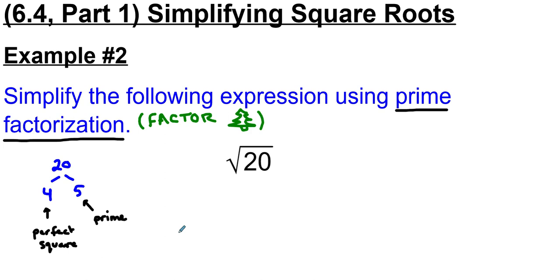A perfect square is a number where if you take its square root, you get a whole number. So the square root of 4 is 2, so it's a perfect square. All right, so why did I want to do that?